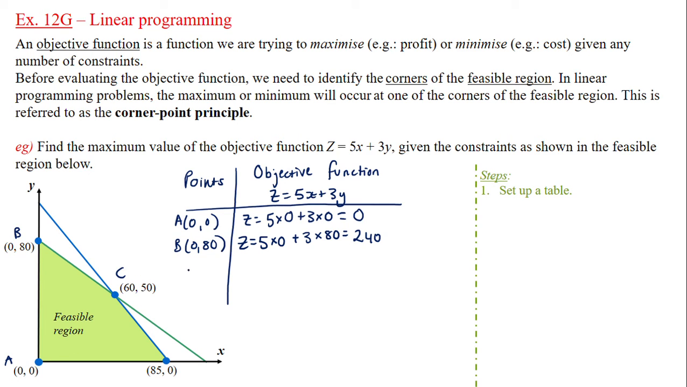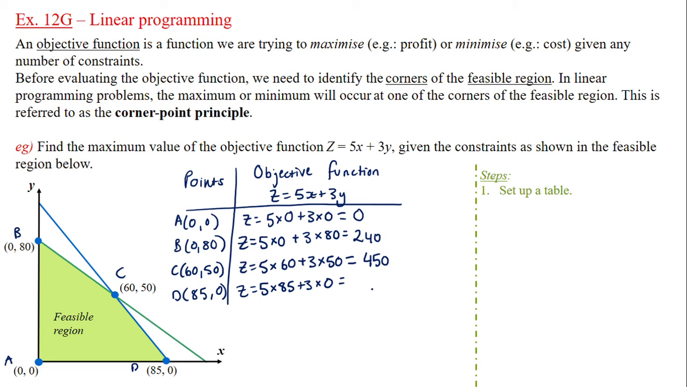We'll continue clockwise. C is the point 60, 50. So we substitute 5 times 60 for x plus 3 times 50 for y, and at that point we get 450 as the value of our objective function. And finally, point D is 85, 0. So again, we substitute 5 times 85 plus 3 times 0. At this point, the objective function has a value of 425, and you can use your scientific calculator to solve these.